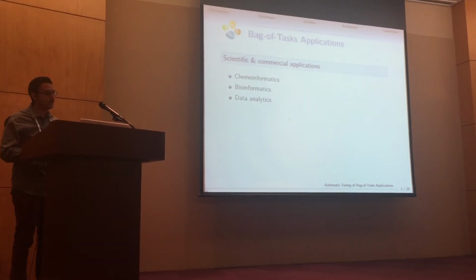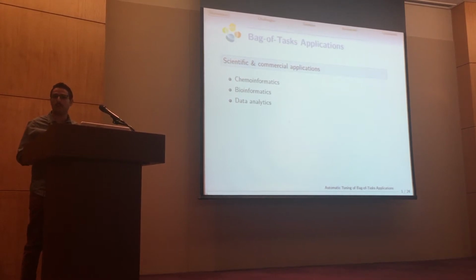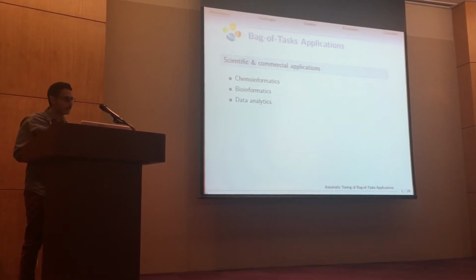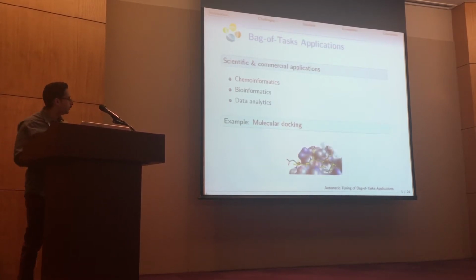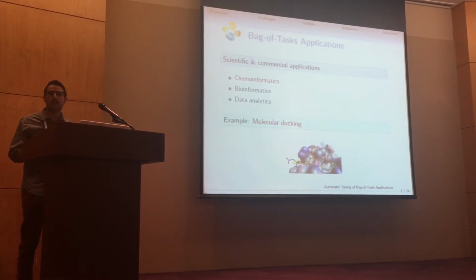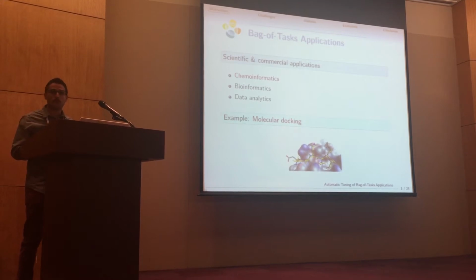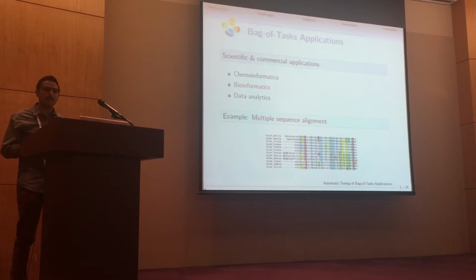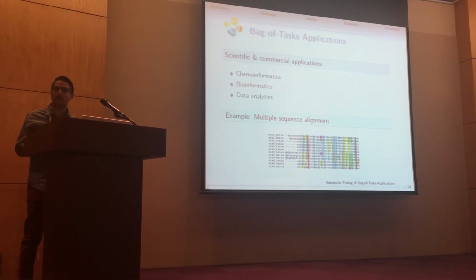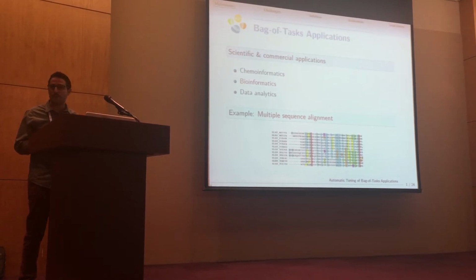Bag of tasks applications. These are applications that you can find in scientific and commercial applications, such as chemoinformatics. An example is molecular docking, where you have many molecules that you want to dock against each other in order, for example, to find drugs or reposition drugs. Another example from bioinformatics is to do multiple sequence alignment. This is a process that is essential for genome assembly, for example.